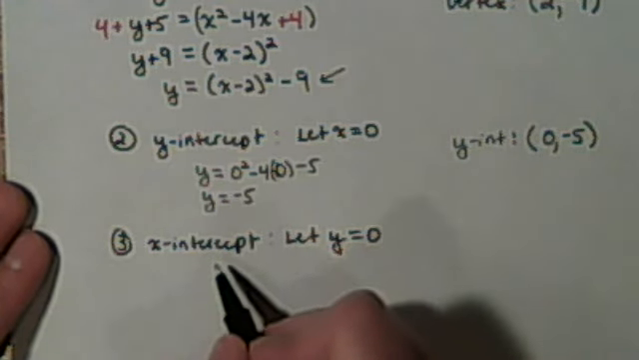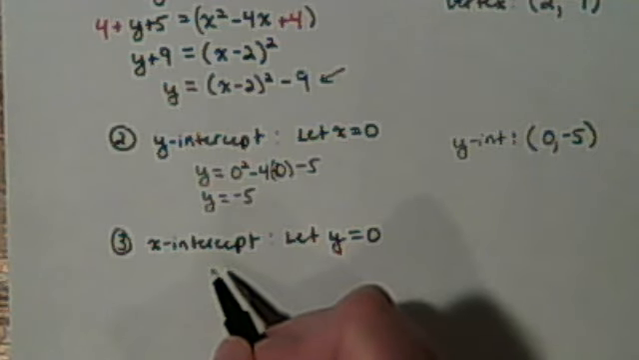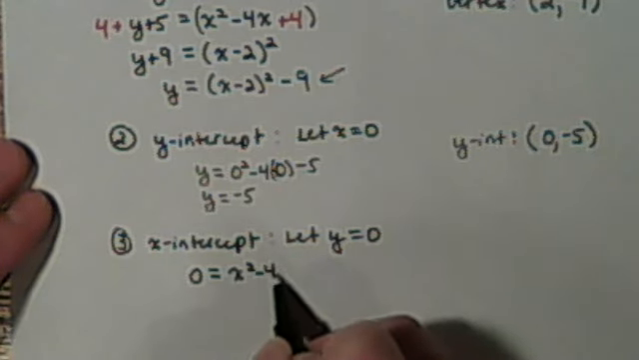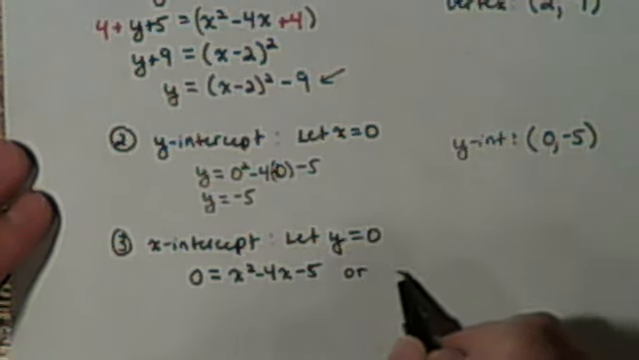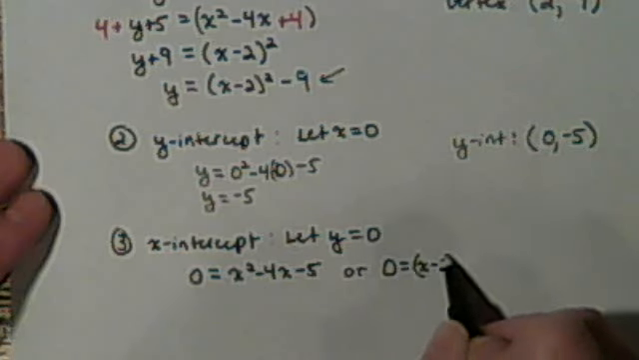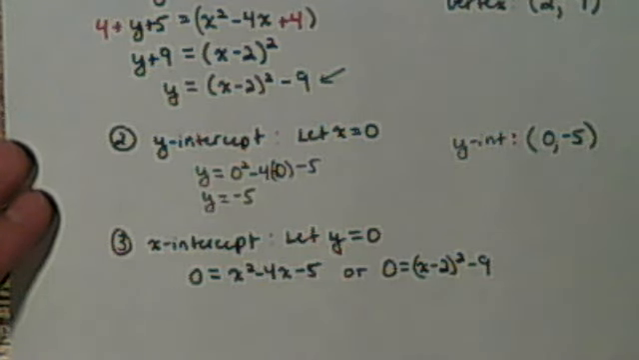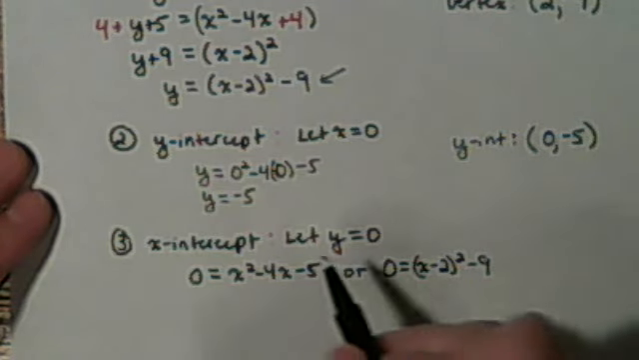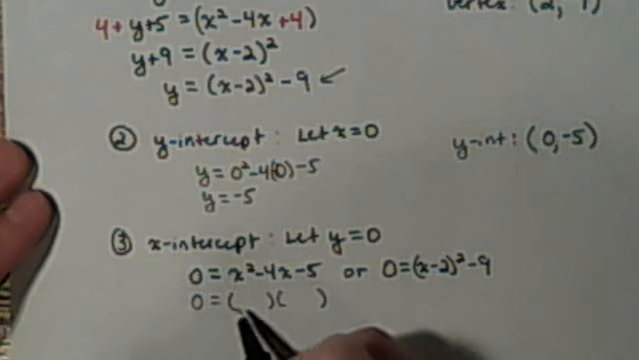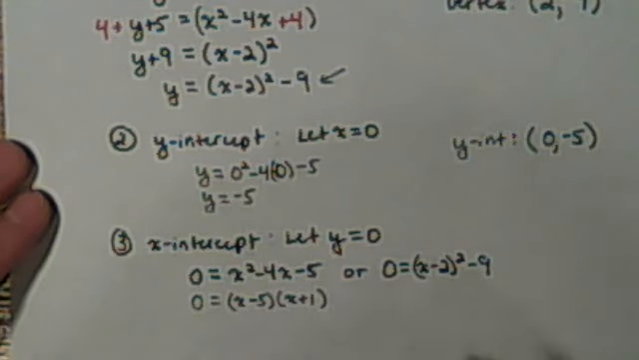So now I can look at it in one of two ways. I can either look at it as 0 is equal to x squared minus 4x minus 5, or I could let 0 equal (x minus 2) squared minus 9. Remember, these both represent the same equation. Now, with the left-hand side, I can factor. I picked an easier one. So I have (x minus 5) times (x plus 1). And notice I get x equals 5 or x equals -1.